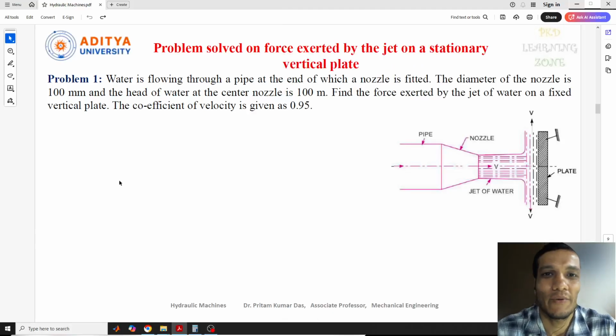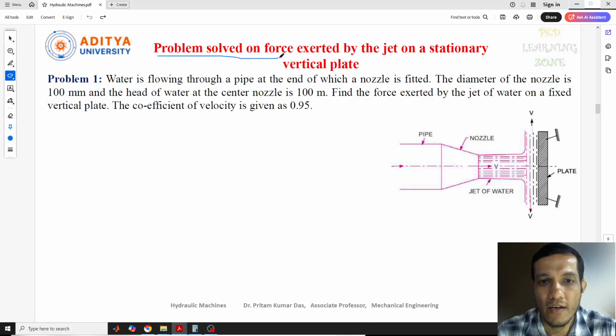Hi everyone, welcome to this new lecture of hydraulic machines. In this lecture, we'll solve a problem on force exerted by the jet on a stationary vertical plate. So in the last lecture, we have derived an equation based on this force exerted by the jet on a stationary vertical plate. So this lecture will solve a problem on this concept.